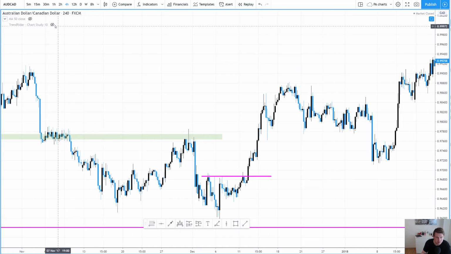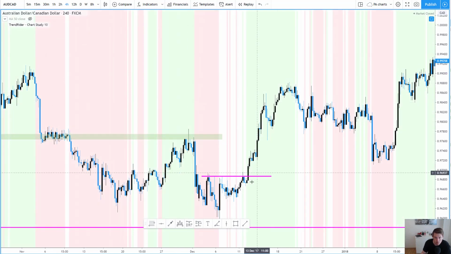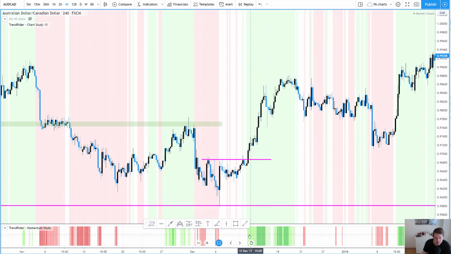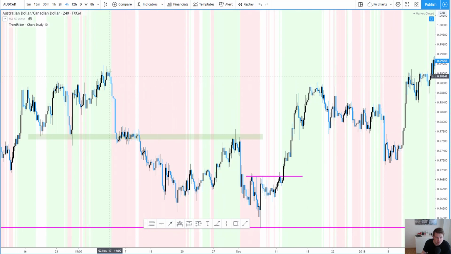Probably we can also use our moving average here. You can see that the market breaks above and retests the moving average as well, so a nice add-on to have. We could even use our trend rider. You can see on the breakout, the trend rider here turned green. The momentum histogram will also be green in this case. You can see that here very nicely. And then you could have ridden this trend until the market hit the previous supply area in here.